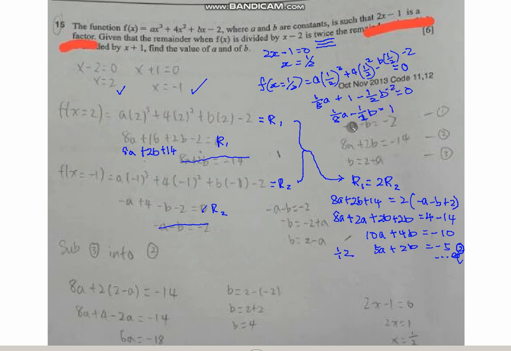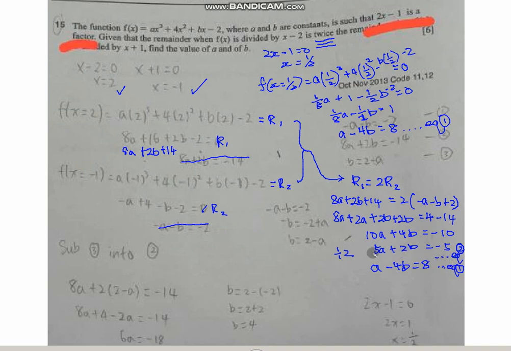Bring over, becomes 1. Now, remove the fraction here. You multiply by 8 across. You get a minus 4b equal to 8. That is your equation number 1. Now you have equation number 1 and equation number 2. Now we're going to use the simultaneous equation method to find a and b. So let's put it together. a minus 4b equal to 8. That is your equation 1.